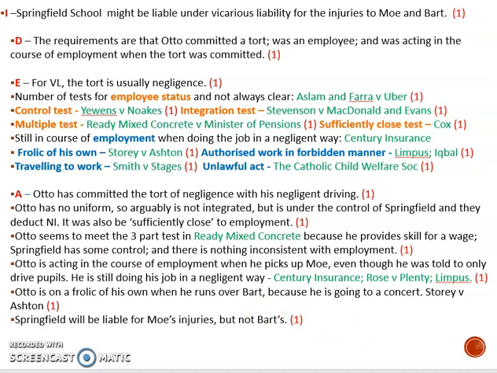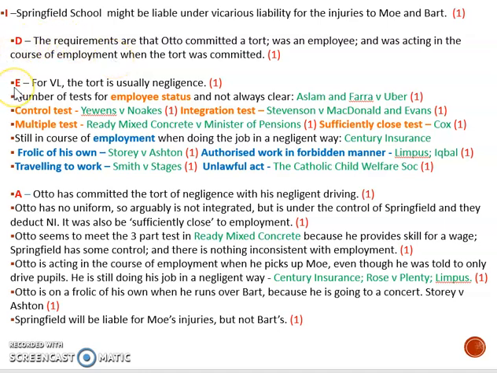So you can see here that I've used idea, identified, defined, explained, and applied. So I've identified that Springfield School might be liable under vicarious liability for the injuries to Mo and Bart. And it's always good to point out who your characters are in your identification. In order for Springfield to be liable, I've listed the requirements here. So the requirements are that Otto committed a tort, he was an employee, and he was acting in the course of employment when the tort was committed.